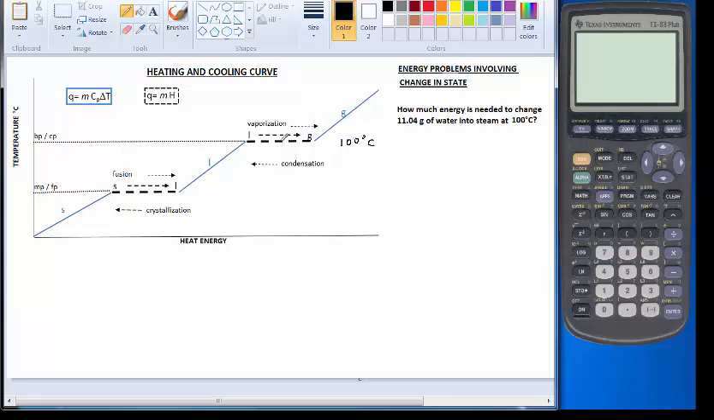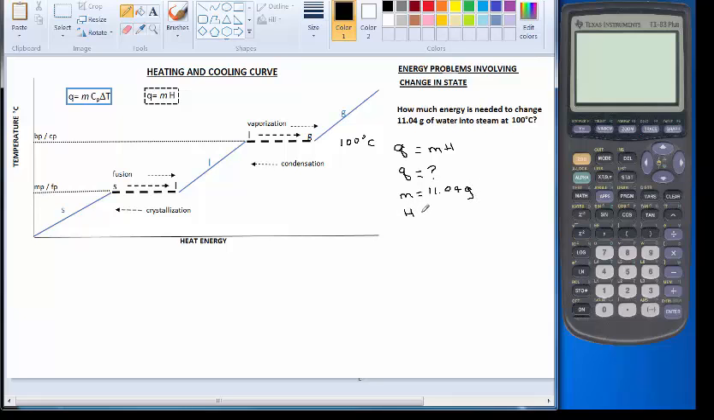Because we are changing state, we know that the equation that we're going to be using is Q is equal to mH. So that's the equation that we're looking at today. Q stands for heat energy, and that is what we are being asked to find in our problem. M stands for mass, and in this problem our mass is 11.04 grams.